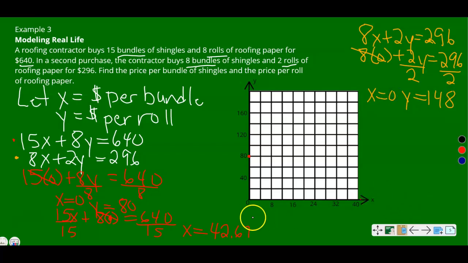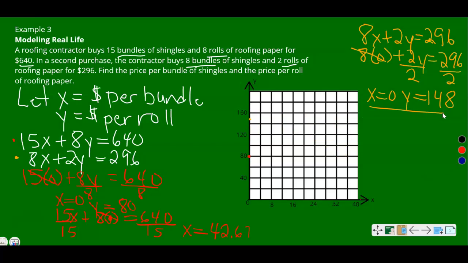So here's my x. When x is 0, y is 148. So this is 120, 140, 160. So it's going to be right in here somewhere. Maybe down just a hair because 150 would be in there. See if I can do a little bit better there. All right, so it's not exact, but it's going to be pretty close right there.